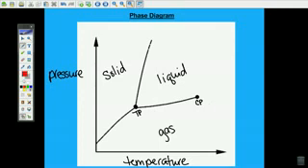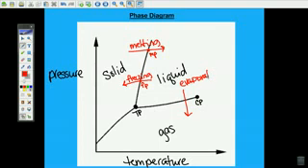Phase diagrams also indicate phase changes. So if I'm going from a solid to a liquid, I'm melting. And here, as soon as I cross that line, that's my melting point. Now if I'm going from a liquid to a solid, I'm freezing. And as I cross that line, that's my freezing point. Okay. If I'm going from a liquid to a gas, I'm evaporating or boiling. And here, as I cross that line, that's my boiling point.